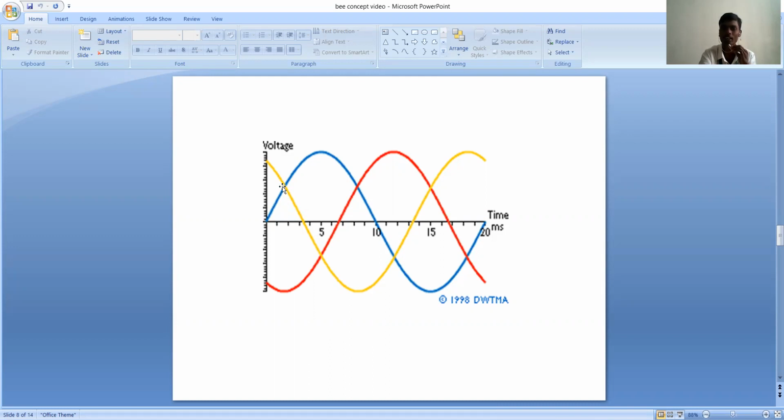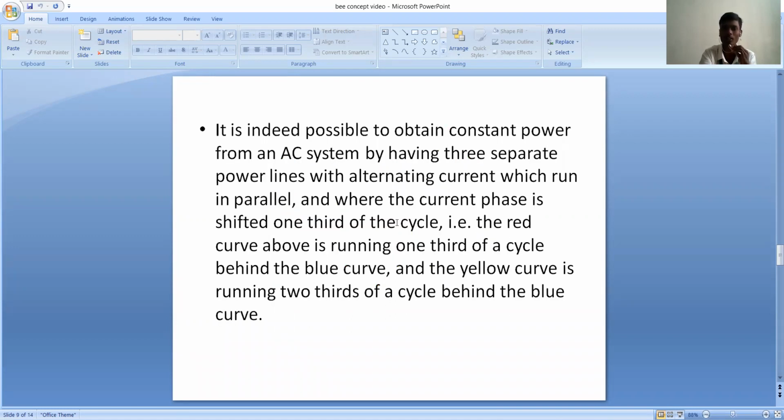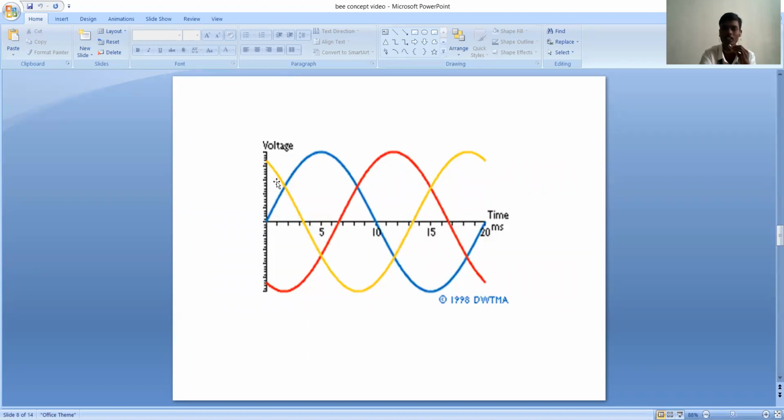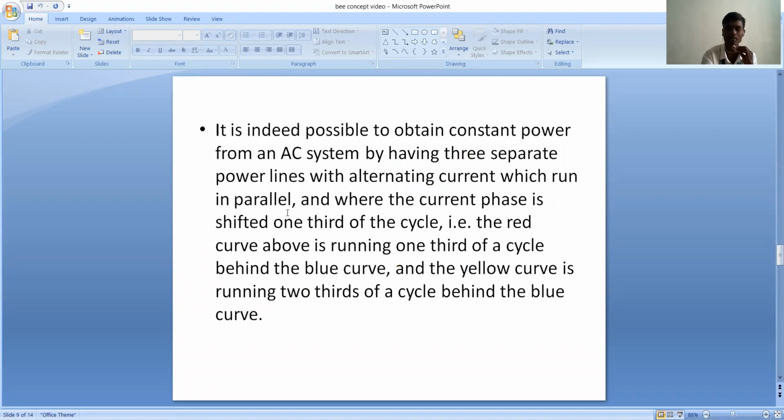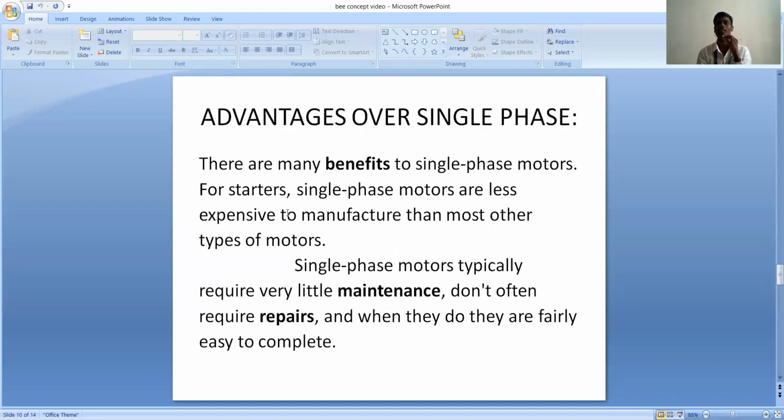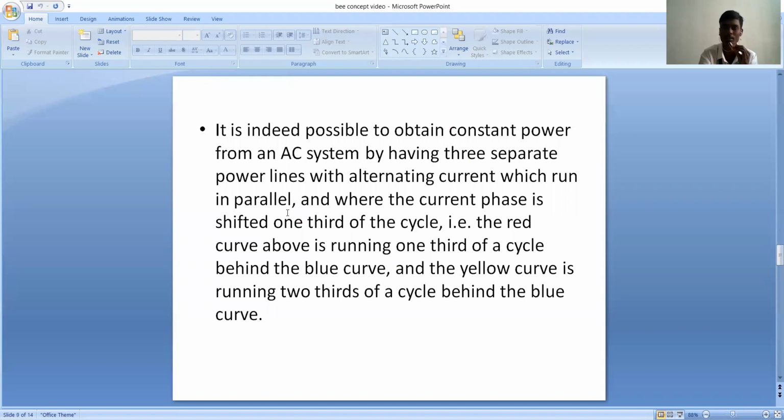The red curve above is running one third of the cycle, but compared to the red wire, the yellow is running two thirds of the cycle of the blue wire. Let us consider the whole as three parts. One third of the running is recorded by the yellow wire, and two thirds of the running is recorded by the red wire. And then the blue wire is neutral. This is the explanation of this, and the three-phase system explanation is completed here.